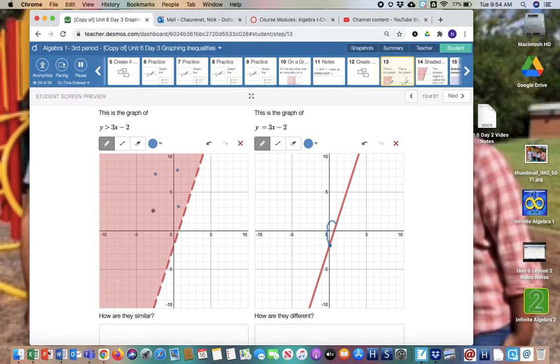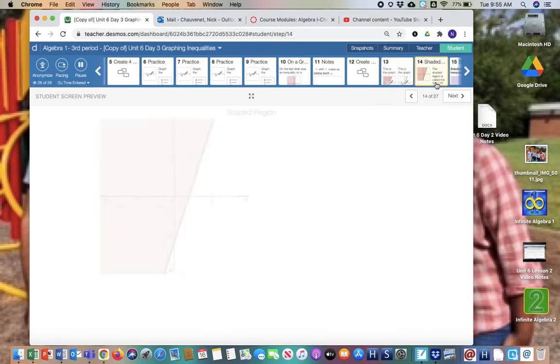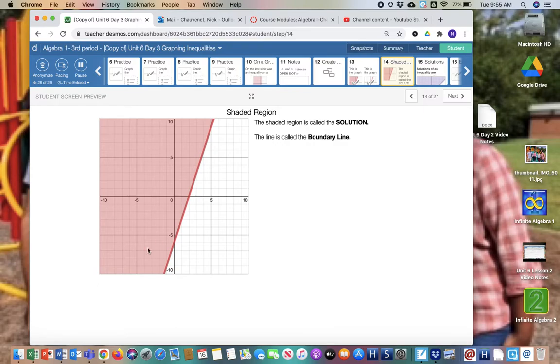So everything up here, all of these points I'm putting, those are solutions to this inequality, okay? And anything on the line is not a solution because it's a dotted line, and anything on this side is not a solution because it's not in the shaded region. On this side, the only solutions are the points on the line. So that's the big difference between the equation versus the inequality. Okay, the shaded region is called the solution or the solution set, and this line is called the boundary line.